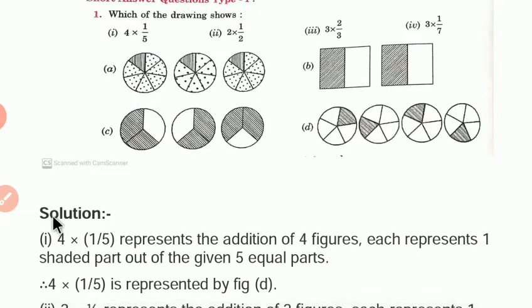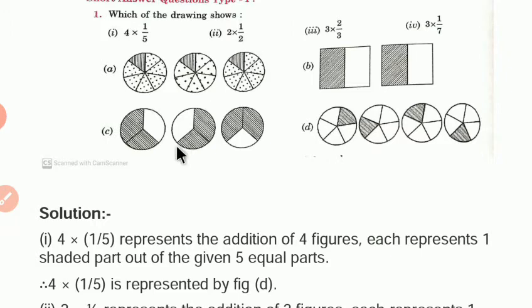4 figures. So we can see that 4 figures are there in D. 1, 2, 3 and 4. Out of this, how many parts are there in total? 5 parts. So 1, 2, 3, 4, 5. And 1 by 5 means out of 5, 1 part is shaded. So you can see that out of 5, how many parts are shaded here? 1. It means 4 into 1 by 5, the answer of this one is figure D.